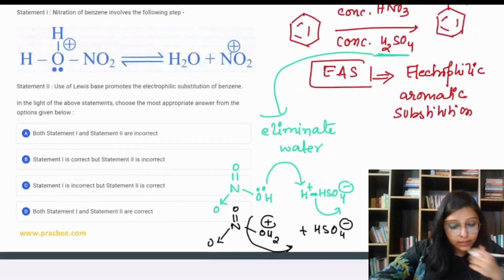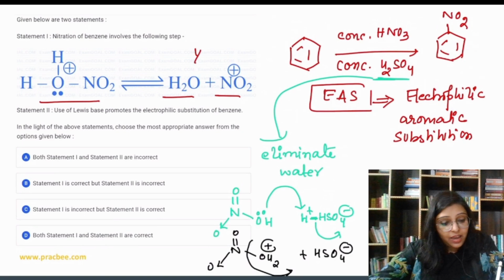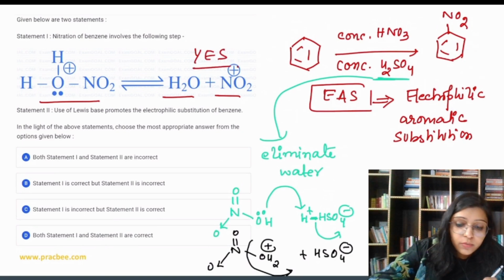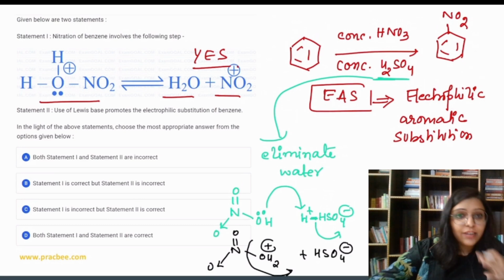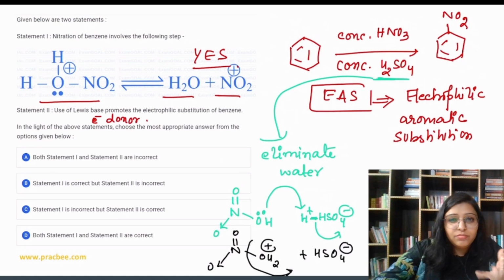So the question says, do we have this step? Yes, we have. Use of Lewis base promotes the electrophilic substitution of benzene. Lewis base means electron donor. Electron donor promotes the electrophilic substitution? Nothing will happen, because here the main thing is we have to generate the electrophile.